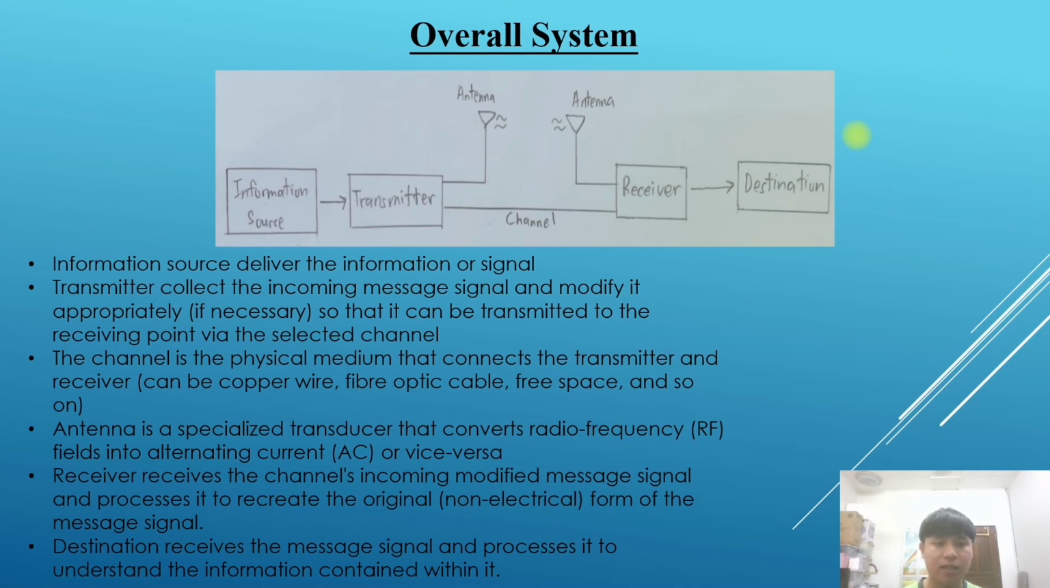And the antenna is a specialized transducer that can convert a radio frequency RF field into alternating current AC or vice versa. The receiver will receive the channel's incoming modified message signal and process it to recreate the original non-electrical form of the message signal. The destination will receive the message signal and process it to understand the information contained within it.